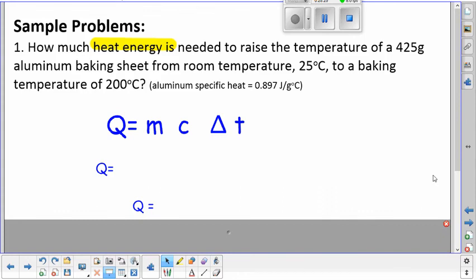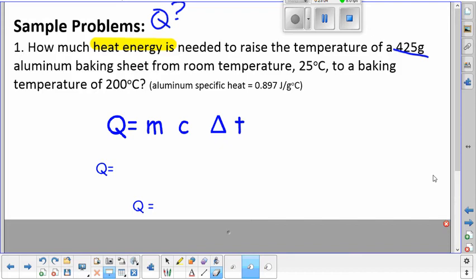How much heat energy, okay, the moment I see this, I'm thinking to myself, this is what I'm looking for, heat energy. That's my Q. It's looking for Q. It's needed to raise the temperature of a 425 gram aluminum baking sheet from room temperature, 25 degrees Celsius, to 200 degrees Celsius. Aluminum specific heat is 0.897 joules per gram degree Celsius.